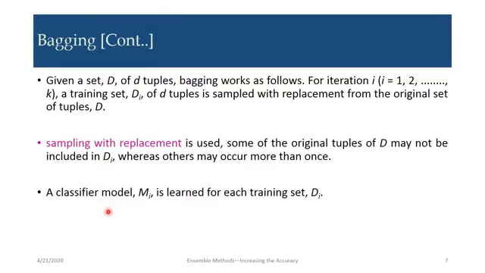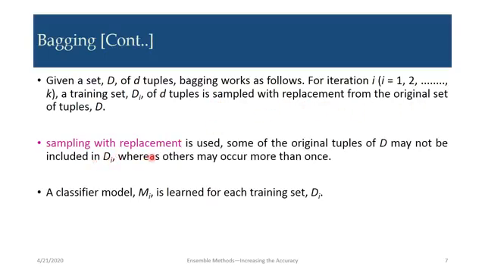Now, given a set D of d tuples, suppose we are having a data set D where d is the number of tuples, bagging works as follows. For iteration i, i stands for 1 to k, so it will run up to k number of models. K is nothing but the number of classifiers you want to make. A training set Di of d tuples is sampled with replacement from the original set of tuples D. So here we are taking the data set D, from where we are choosing data tuples for the training sample, which is sampled with the replacement policy of sampling.